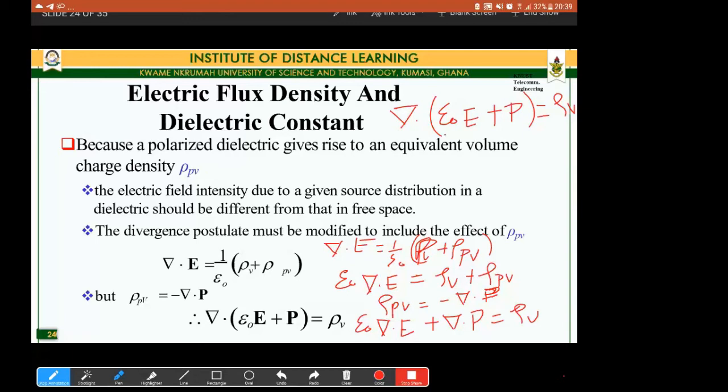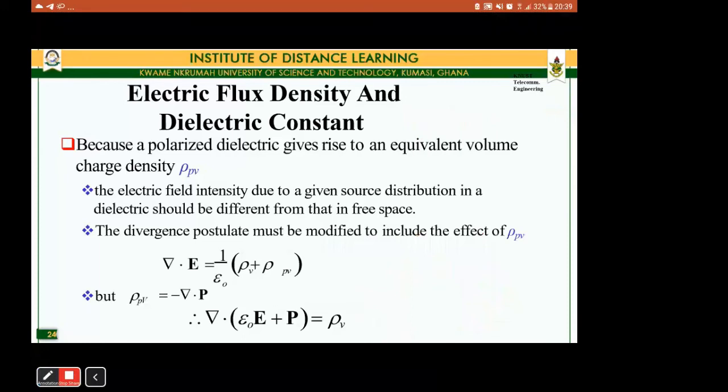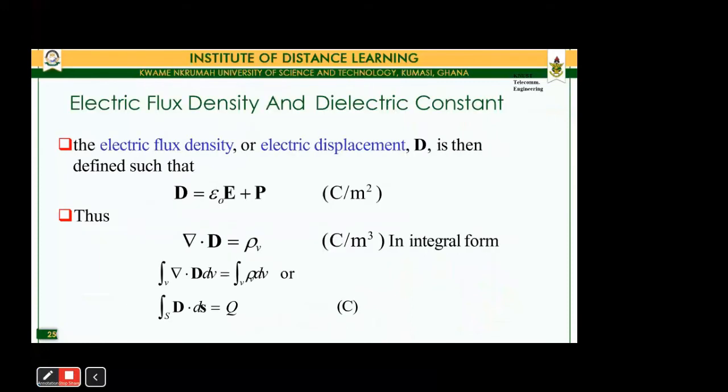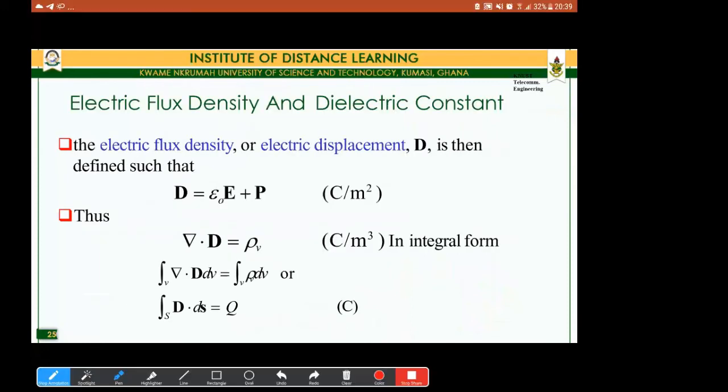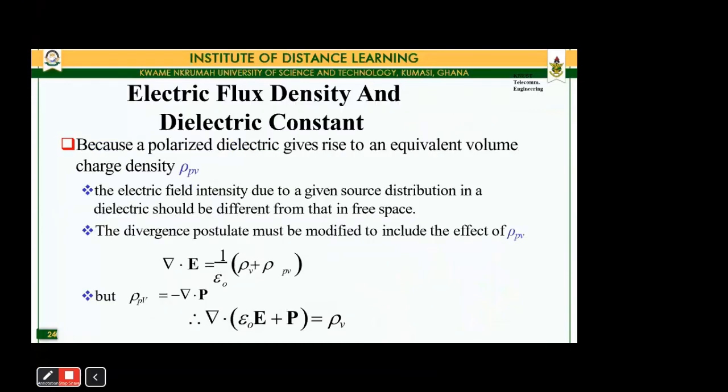And then we can define another vector to represent epsilon naught E plus P, which is what we see in the next slide. So we are defining D, the electric flux density, to be equal to epsilon naught E plus P. If we replace that, epsilon naught E plus P becomes D, and therefore we have divergence of D equals rho V.